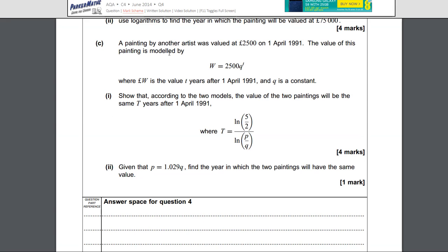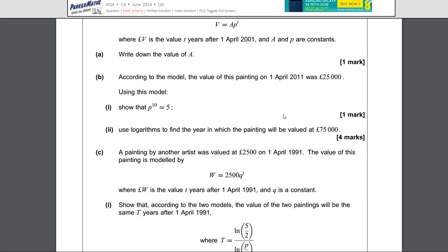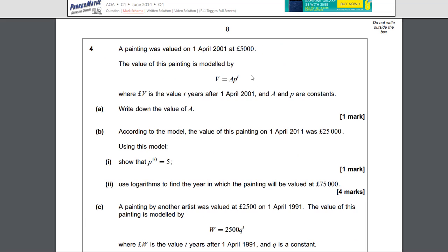In part C, we're told a painting by another artist was valued at £2,500 on the 1st of April 1991. Notice that this time is 10 years before the start time for the other painting, and that's given by W equals 2,500 Q to the power T. We need to show that according to the two models, the values of the two paintings will be the same T years after the 1st of April 1991. So notice here that T is the number of years after 1991. That means for our original equation here, we're going to have to modify that slightly to make it valid from 1991.